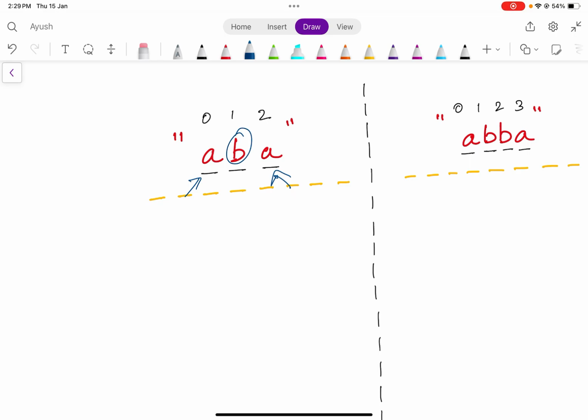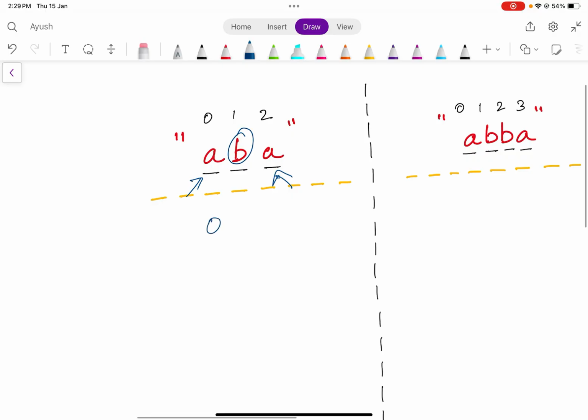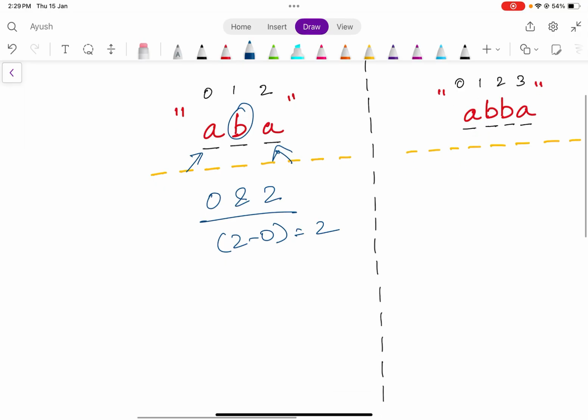In this case, there are two A's at indices 0 and 2. The difference 2 minus 0 is 2, which is even. But can we rearrange it in such a way that we get an odd distance? Yes, we can. What if I simply write it as A, A and B? Now the indices of the A's become 0 and 1, and the difference between these two characters becomes 1 minus 0, which equals 1. So we have satisfied all the conditions for this string, and we can simply say yes, it is possible.